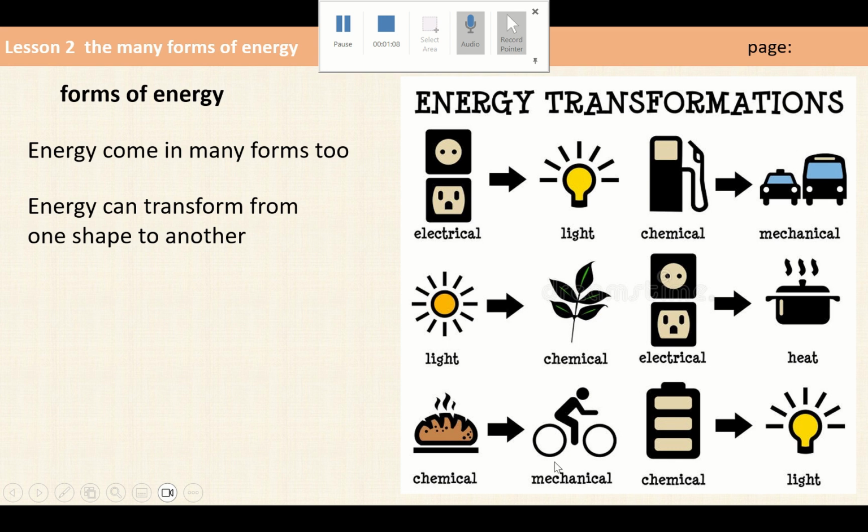Another example is when you eat food, you turn the chemical energy in the shape of calories in the food into mechanical energy when you move and burn these calories.